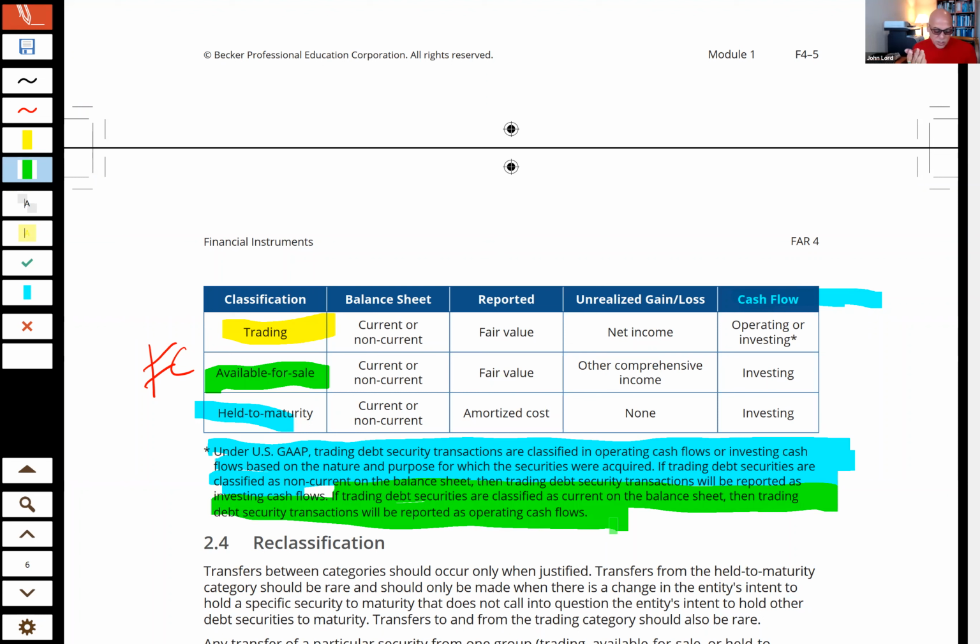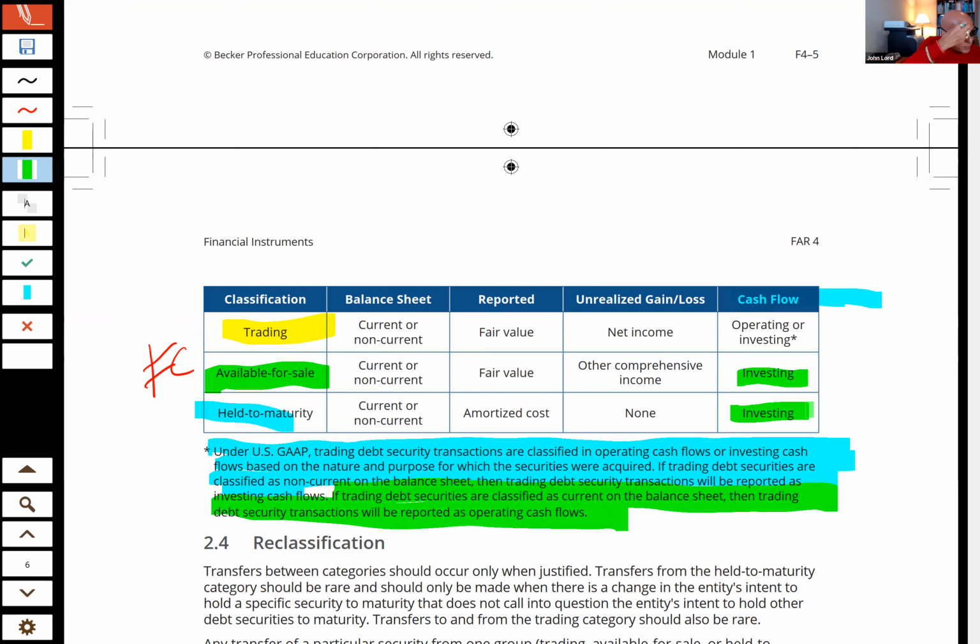And since most of the time a trading security is probably going to be current, it's probably going to be operating. You can see that for the other categories, any transactions purchasing or selling those we put as investing activity.